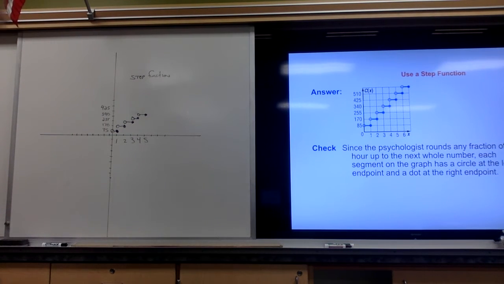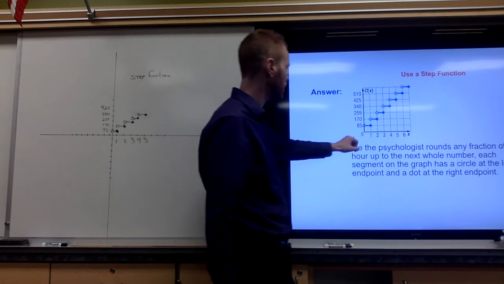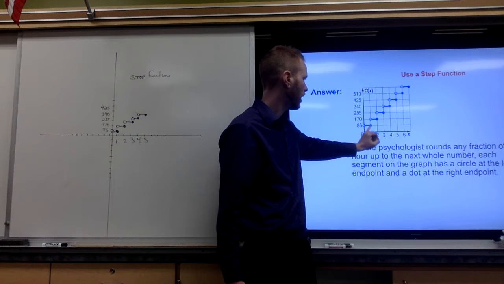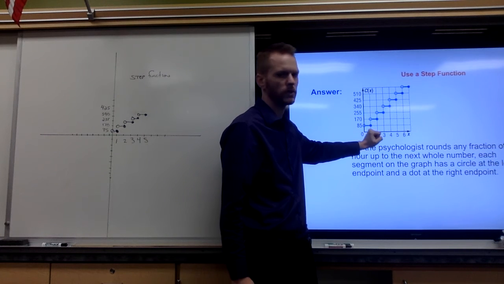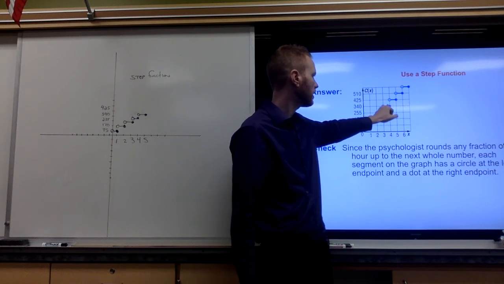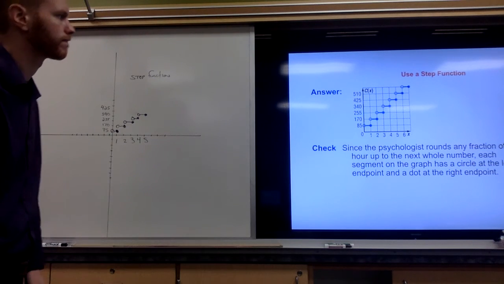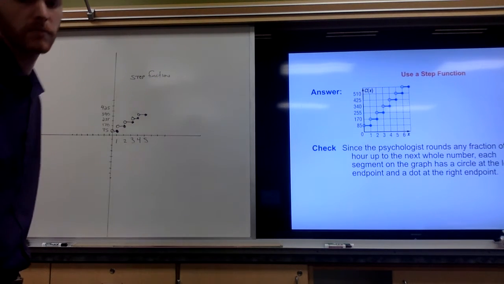And I'll show you the PowerPoint here. Here's a clear picture of it. So as you can see, between this time frame, you're getting charged 85. Between this time frame, you're getting charged 170. The dots indicate where that time and that money period stops, okay? All right.